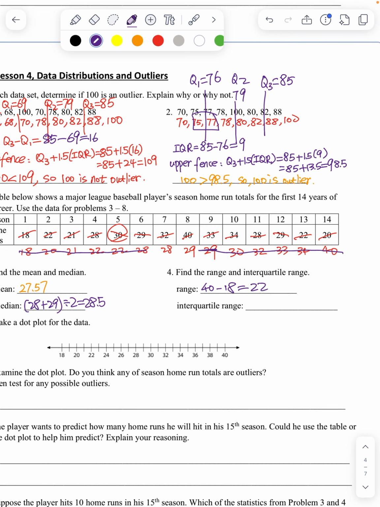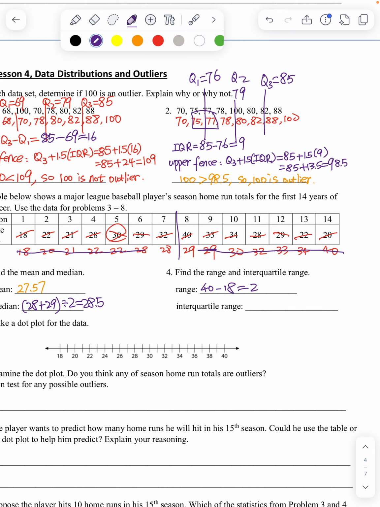Interquartile range. All right. This is Q2. Q2 is 28.5. Now we need to find Q1, which is the median of the lower part. Lower part, how many numbers? 1, 2, 3, 4, 5, 6, 7. Okay, each side has 3. The middle one is 22. So 22 is the Q1.